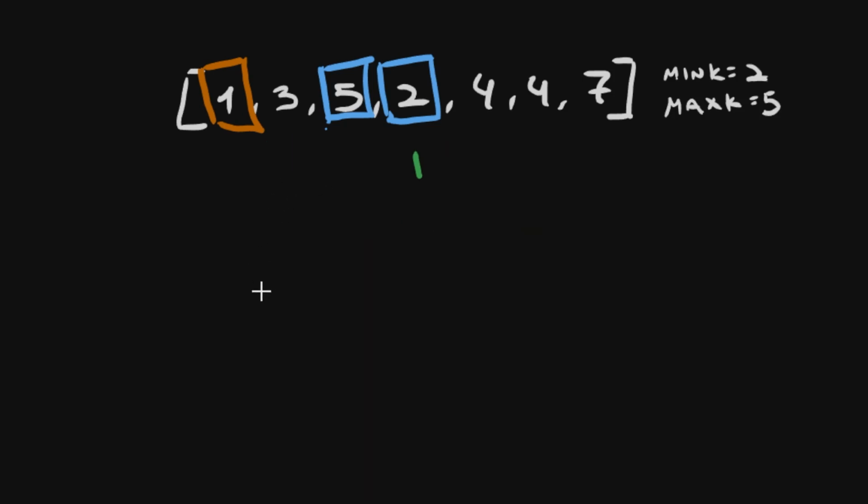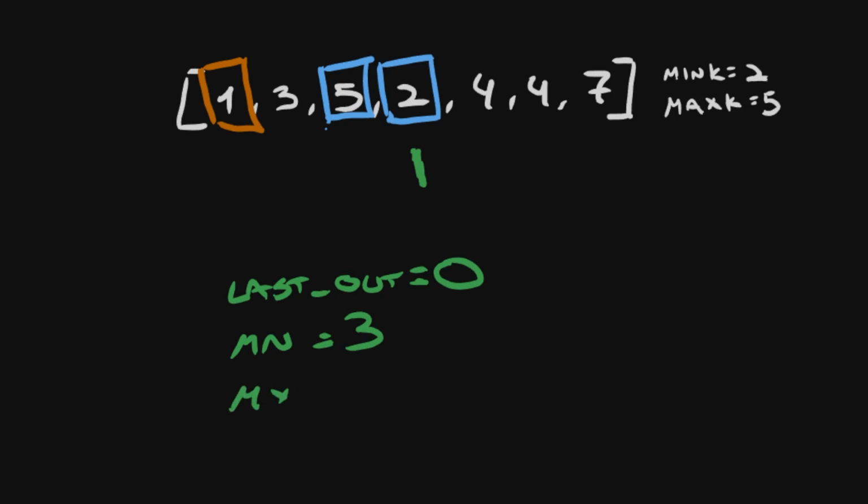Now we'll store these indexes in 3 different variables. We'll call the first one last out, which at this index is 0. We'll call the second one minimum, which at this index is 3. Okay, the last time we saw min k was at index 3, and we are creating another variable, maximum, which here equals 2. And our result is currently 2.